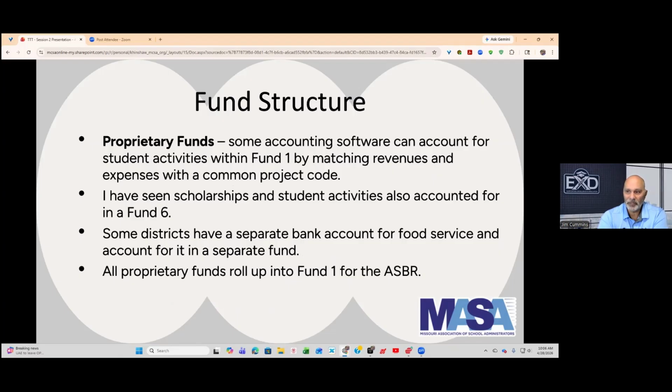Some accounting software is the one I used most of my career. You can actually go in and set up activity accounts. And so you match a project code between the expenditure and the revenue, and they're accounted for in Fund One. Others, you set up a separate code. Some districts will have a separate bank account for those proprietary funds, but ultimately understand that there's 4 funds on the ASBR. And so those proprietary funds ultimately roll up into Fund One for the ASBR.